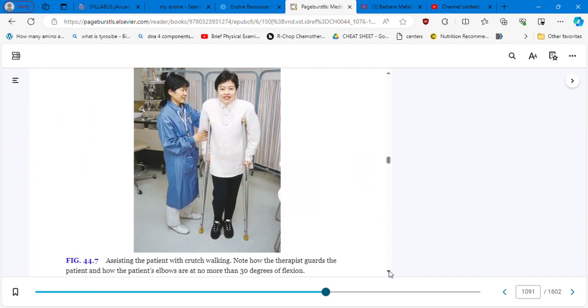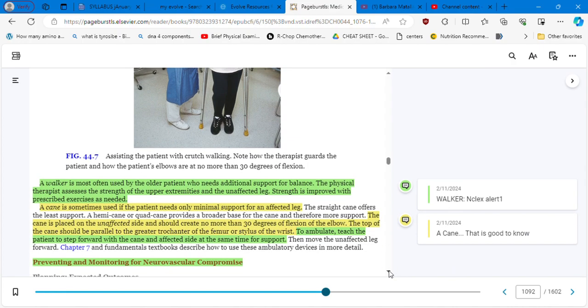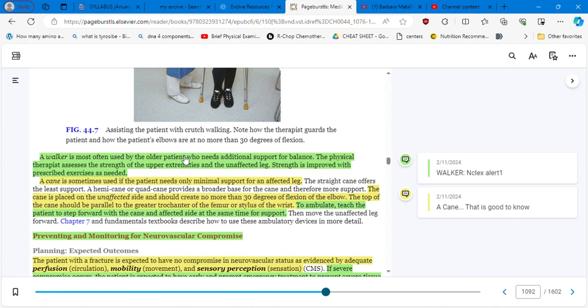So here we have the picture of assisting the patient with crutch walking. A walker is more often used by the older patient who needs additional support for balance. The physical therapist assesses the strength of the upper extremity and the unaffected leg. Strength is improved with prescribed exercises as needed. A cane is sometimes used if the patient needs only minimal support for an affected leg. A walker concept is an NCLEX alert, and the cane. These questions are always in the NCLEX.